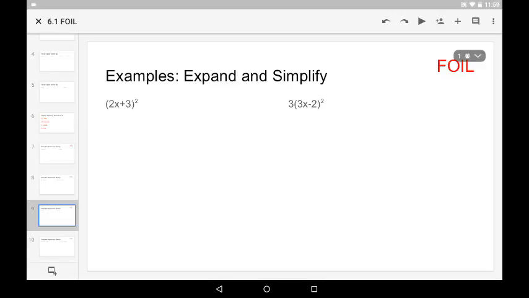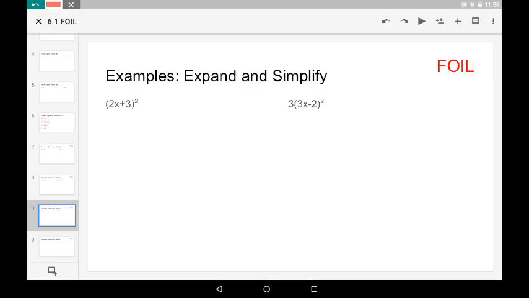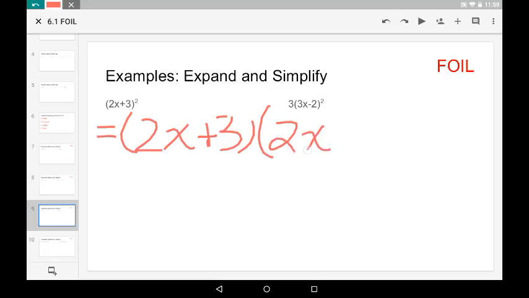Okay, a few more examples here. So now we're looking at what happens when you have a binomial that is squared. So you know that, say you had x squared, that is x times x. Well, if you have 2x plus 3 squared, that's the same as 2x plus 3 times 2x plus 3. Just that same binomial squared.